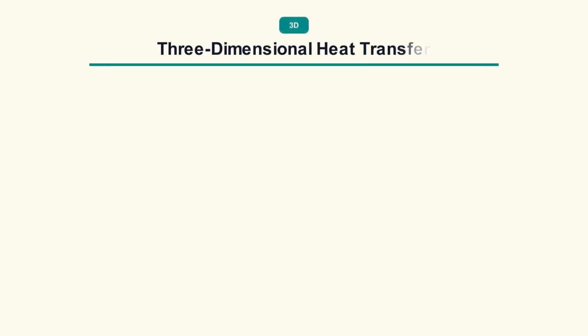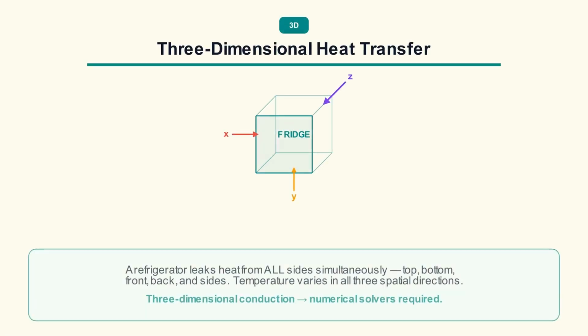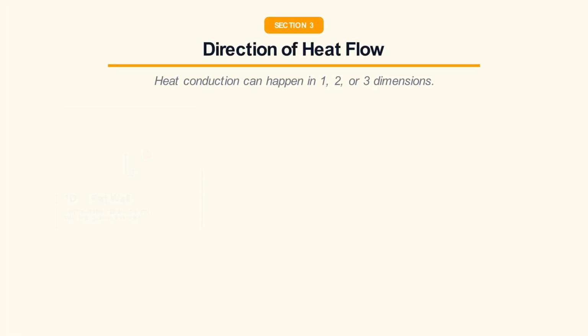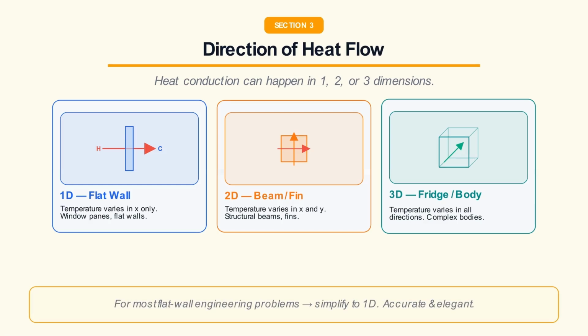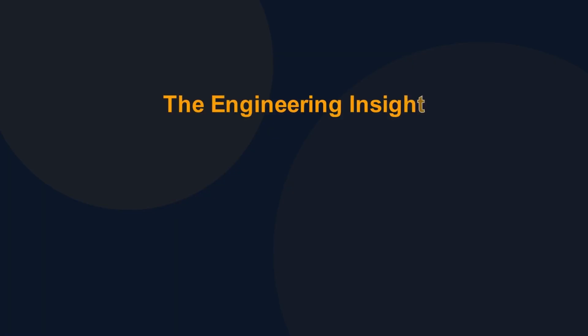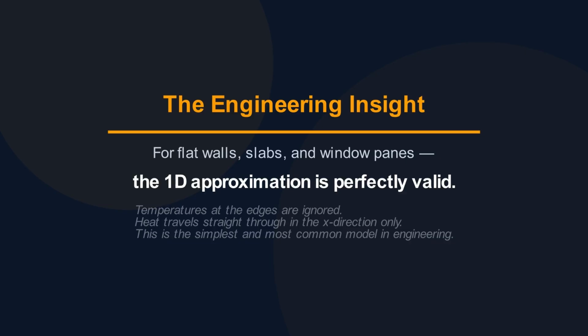Now consider a refrigerator. Heat leaks from all sides simultaneously: top, bottom, front, back, and sides. Temperature varies in all 3 spatial directions. This is 3-dimensional heat conduction. For most practical engineering problems, we simplify to 1D when possible, and for steady-state problems where temperature doesn't change with time, this simplification is perfectly valid.